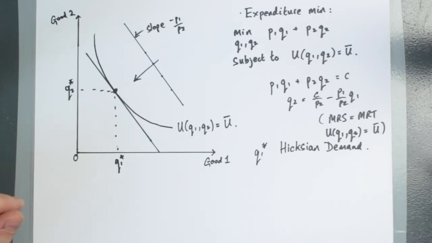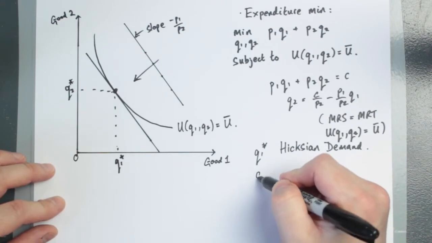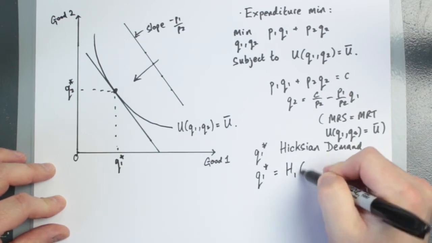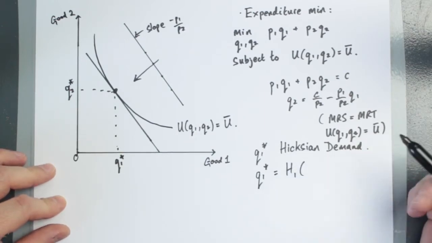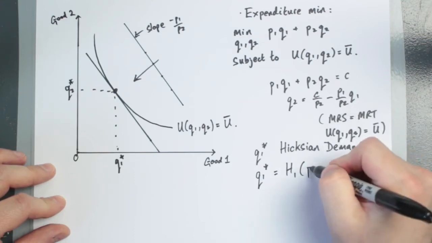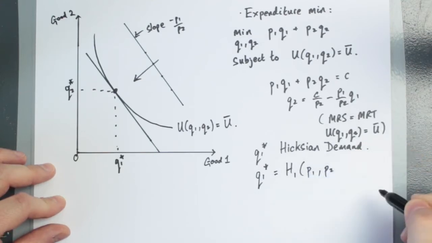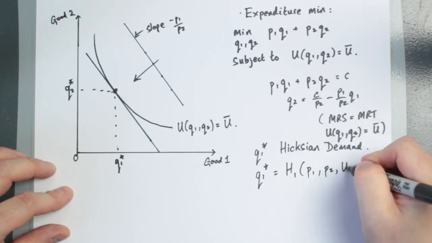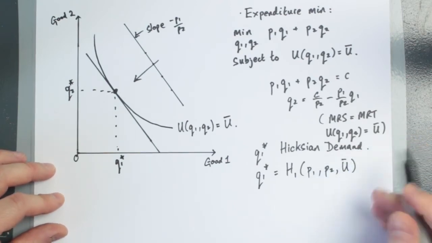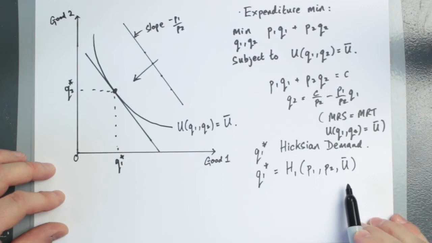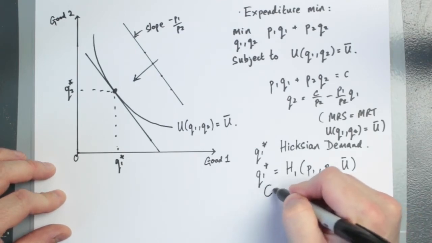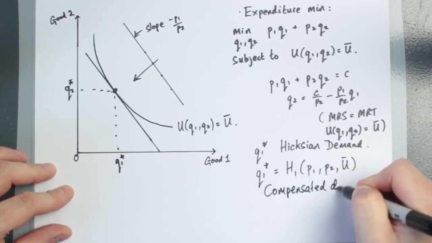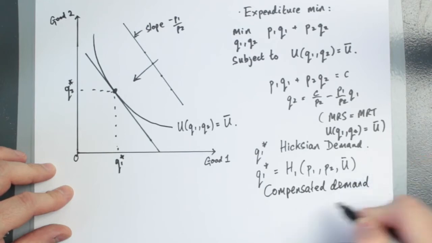Similar to how we have derived demand functions, we could think of this Q1 star as being a function, let's call that H1. And what are the inputs for this function? What does Q1 depend on? Well, we were given the prices of both goods, so P1 and P2. We weren't given a level of income, however, we were given a target level of utility, U bar. This is called a Hicksian demand function. It's also called a compensated demand function.